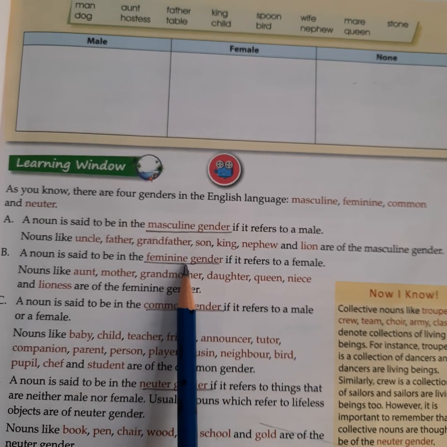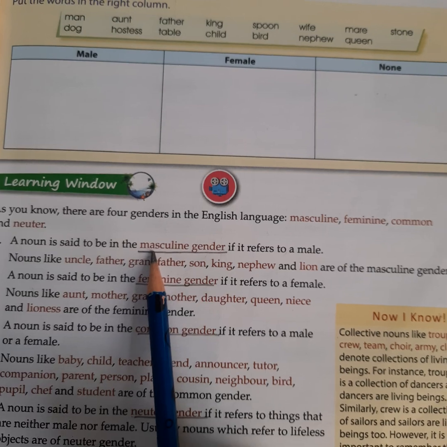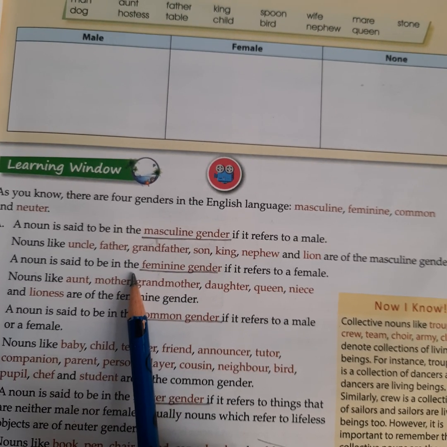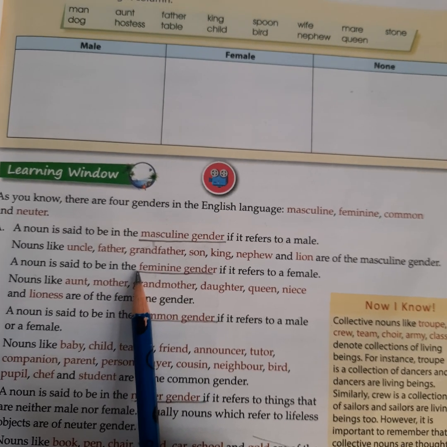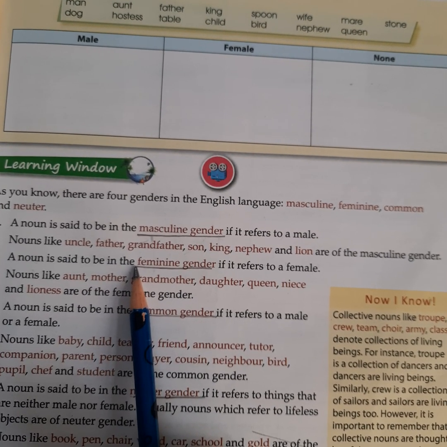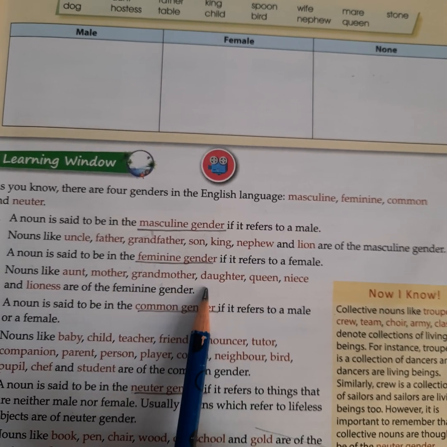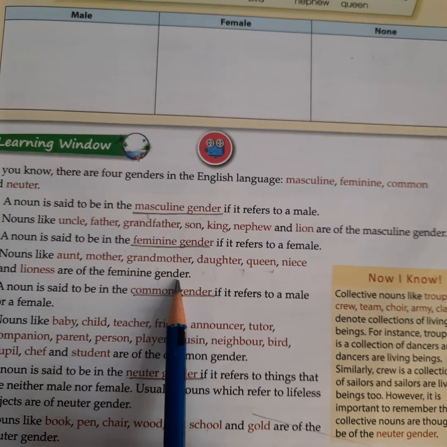For the feminine gender nouns, feminine is for females. Okay, M is for masculine and M is for males. Likewise, feminine is for females. F is for feminine and F is for females. So you can understand females are the girls, like aunt, mother, grandmother, daughter, queen, niece, and lioness are all the examples of feminine gender nouns.